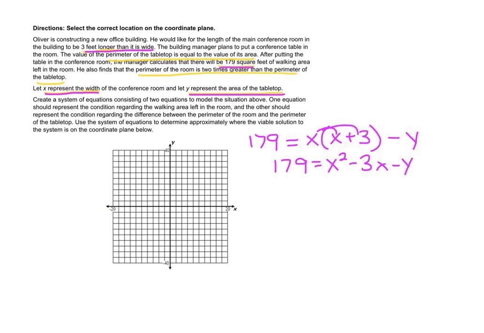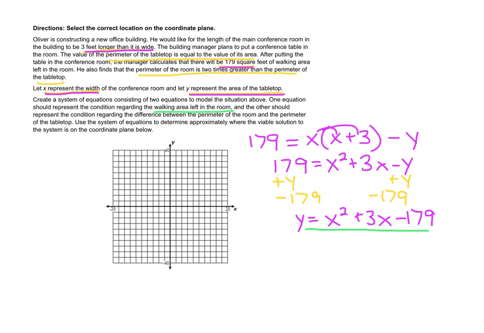Rearranging that to put it into standard form, I'm going to add my y to both sides and subtract my 179. And that'll leave us with the equation of y equals x squared, oops, sorry, that's a plus there, folks, plus 3x minus 179. So this equation represents then the walking area left in the room.